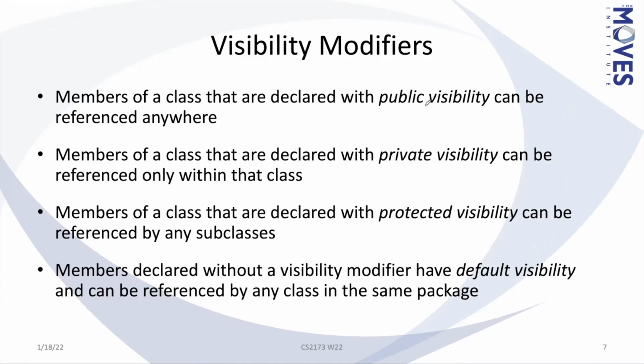Okay, so what is the difference? Well, public can be referenced anywhere. We've seen most of our methods have been defined with public visibility. And so if I define a method with public visibility, that means that anybody who has a reference to that object can invoke that method.